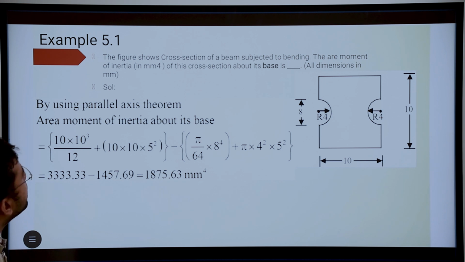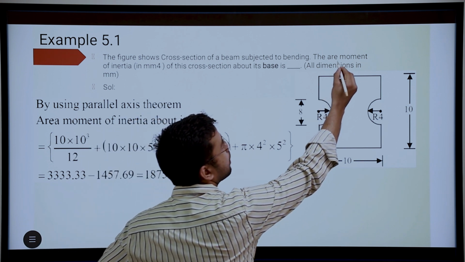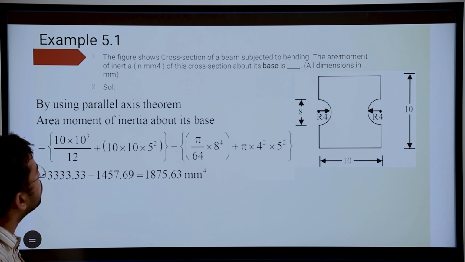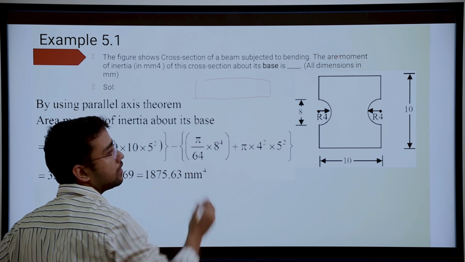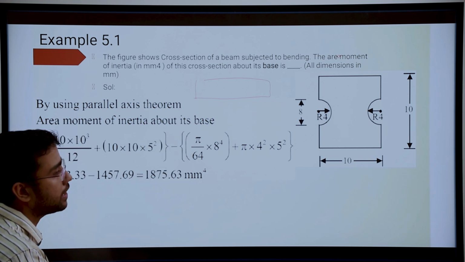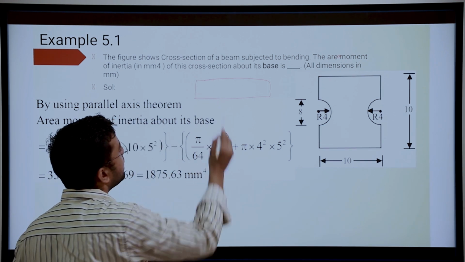Okay. So the figure shows the cross section of a beam subjected to bending. The area moment of inertia, here we have the area moment of inertia in millimeter to the power 4 of this cross section about its base, that we have to find out and type, right? There will be a typing place in the computer itself and you have to type the value, right? So this question I did wrong. It was a very easy question.